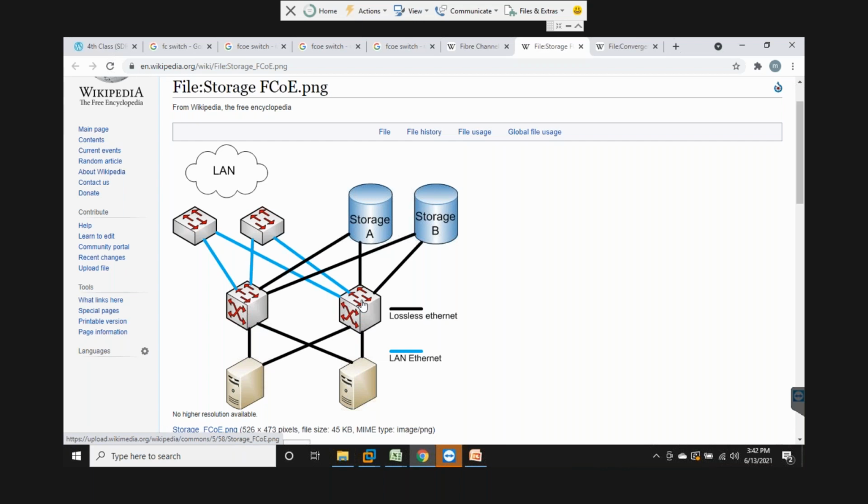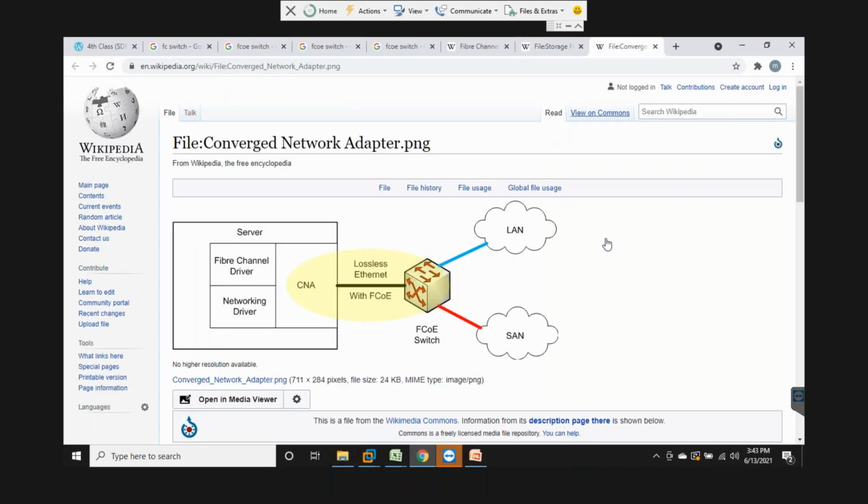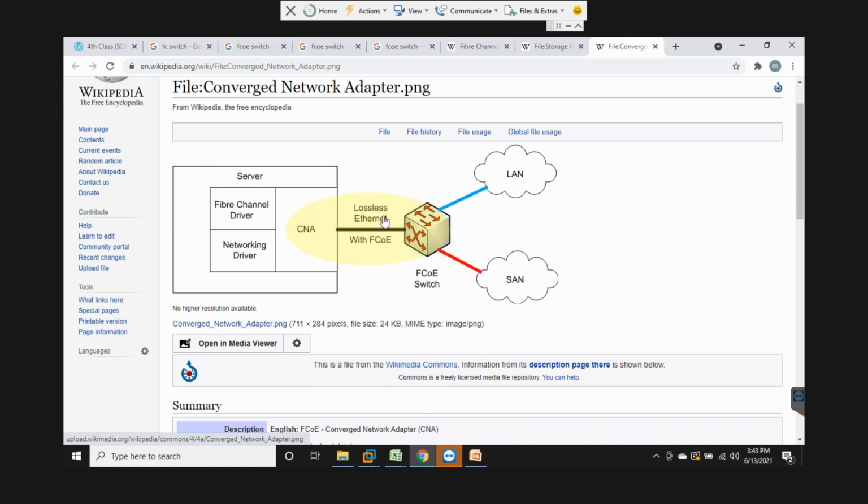Okay, thanks. So this is basically your storage device, and this is your LAN connection, which could have internet as well. So your storage device is also connected to the same switch as well as your LAN connection. This blue color is LAN and this black color is your storage connection. So the same switch is being used for both purposes, storage as well as LAN. So LAN and SAN, storage, they call it storage area network, SAN. So this kind of FCOE.